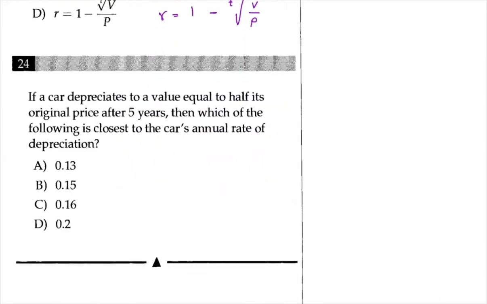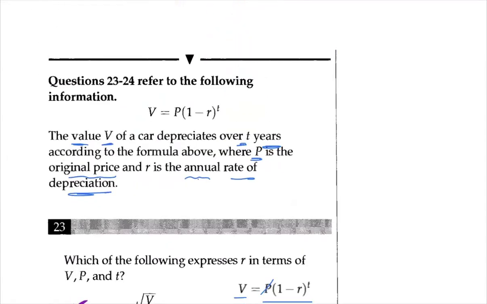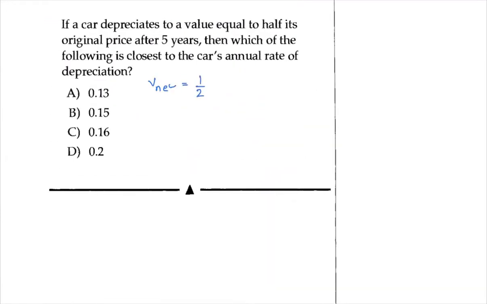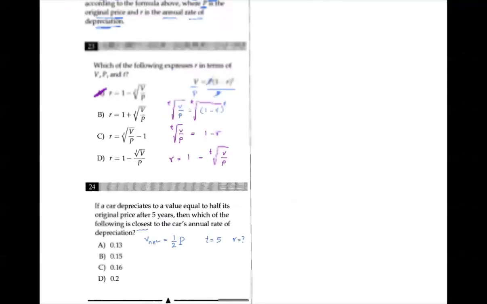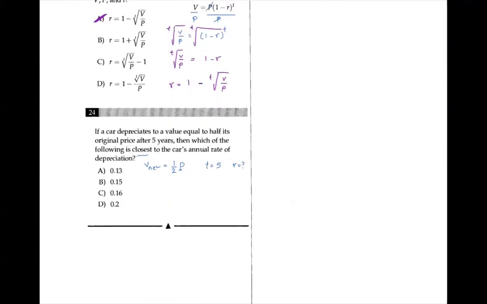The last question. If a car depreciates to a new value equal to half its original value, and if you go back to the formula, the original price is given by P. So the new V equals half the original price after T equals 5 years. Which of the following is closest to the car's annual rate of depreciation? So we need to get R. Let's substitute in the formula we have.